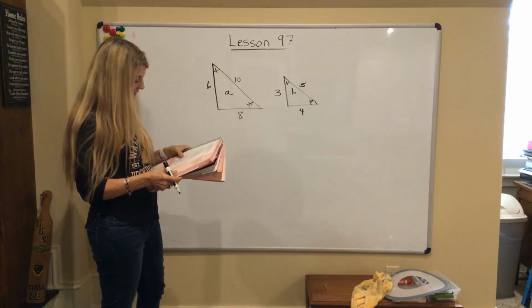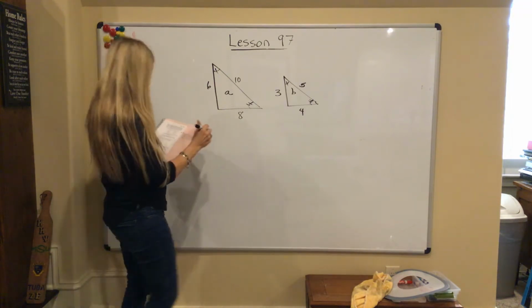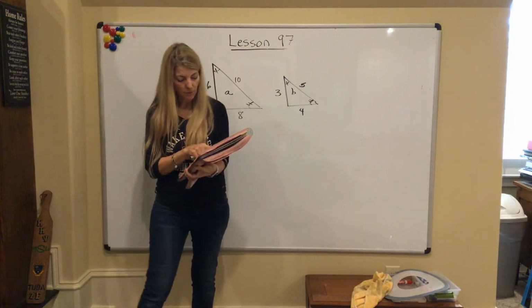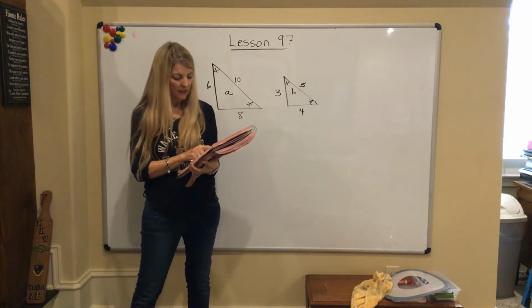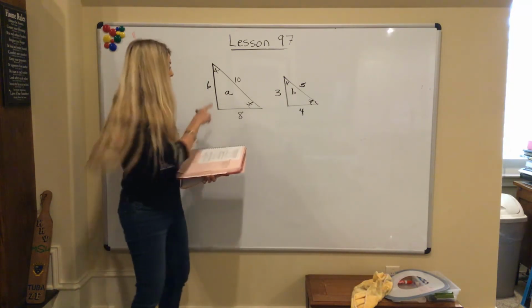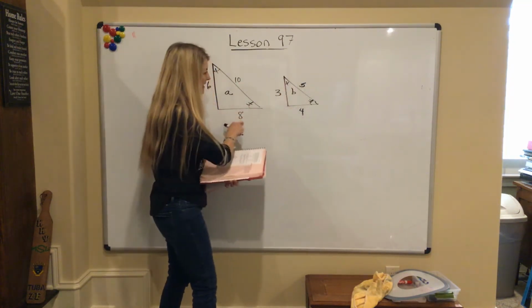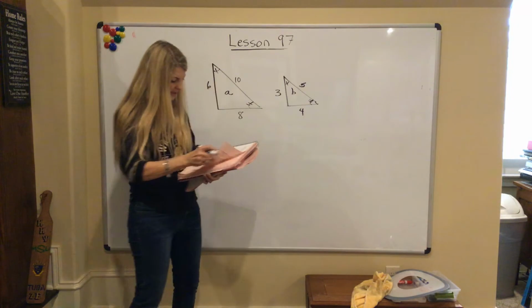These pairs of lengths can be written in equal ratios. So that's in your book. I don't need to rewrite it on the board, but it says triangle A is related to triangle B, where 6 is to 3, as 10 is to 5, as 8 is to 4.